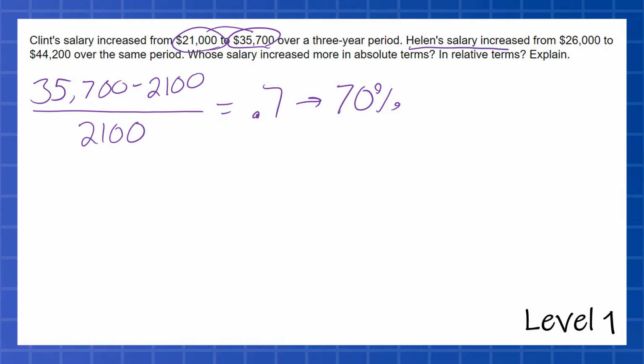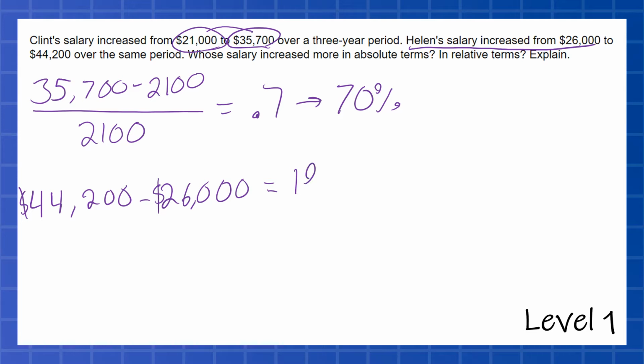Now, Helen also got a raise. Helen got a raise all the way to $44,200, so even more money. But to be fair, Helen did start out already making more money. And so if we subtract those to find out how much money she made in absolute terms, oh boy, what is this? This is 20, no, not quite 20,000, but 18,000, no, 18,200. She got an $18,000 raise. That's fantastic. I'm happy for her.